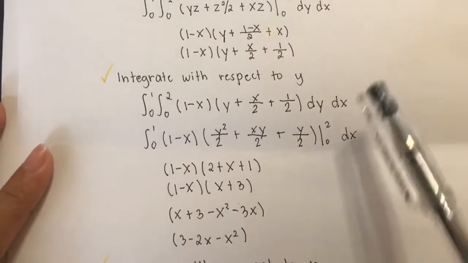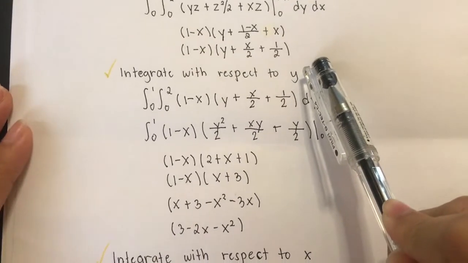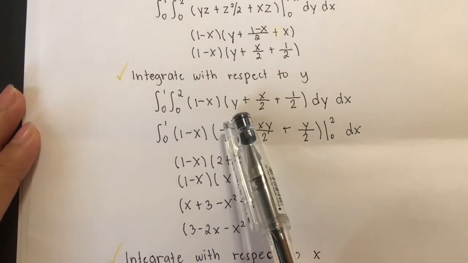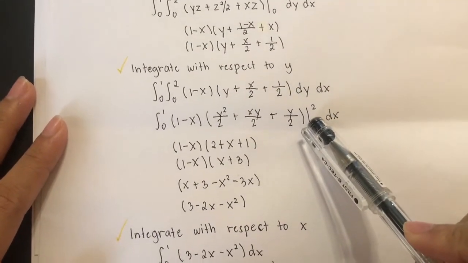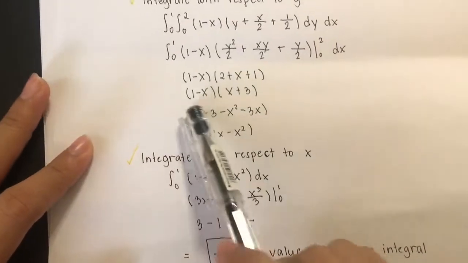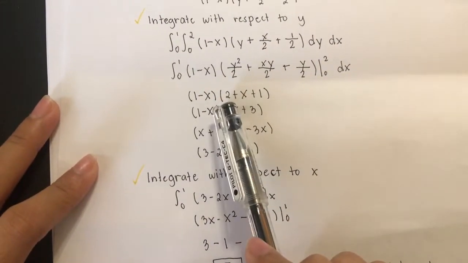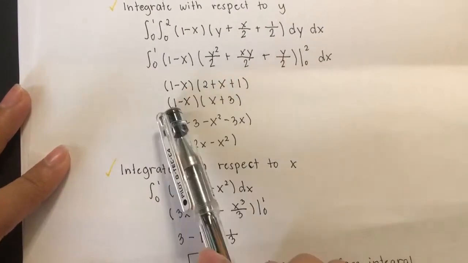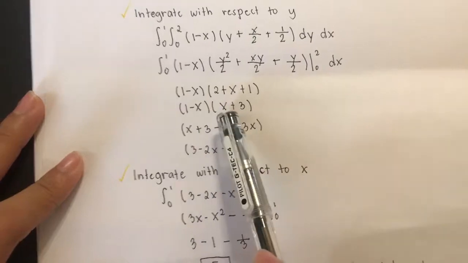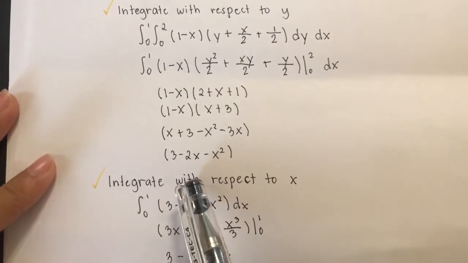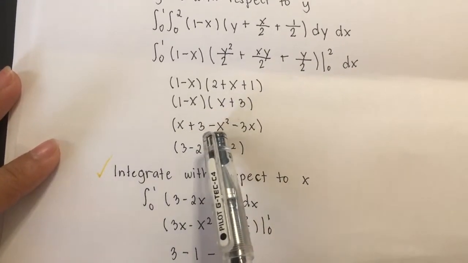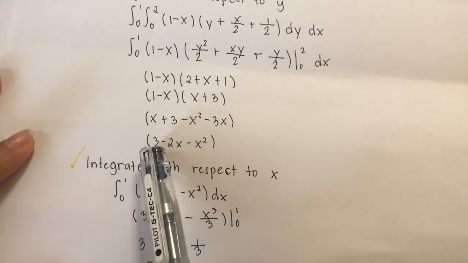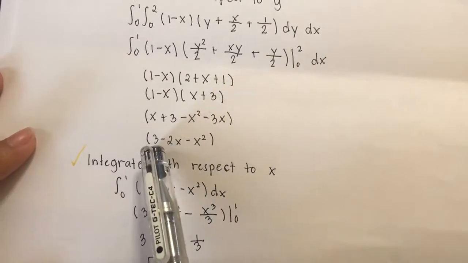Next, we must integrate with respect to y, which gives us (1 minus x) times (y squared over 2 plus xy over 2 plus y over 2), where y is evaluated from 0 to 2. Evaluating this, we get (1 minus x) times (2 plus x plus 1), or just (1 minus x) times (x plus 3). Now, if we multiply this out, we get the integral of x plus 3 minus x squared minus 3x dx. Simplifying gives us 3 minus 2x minus x squared.